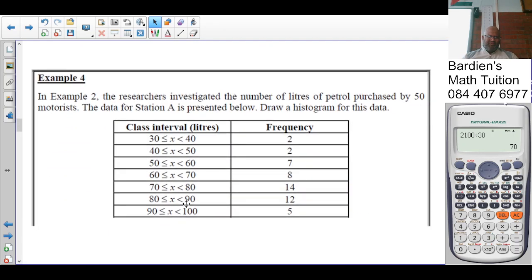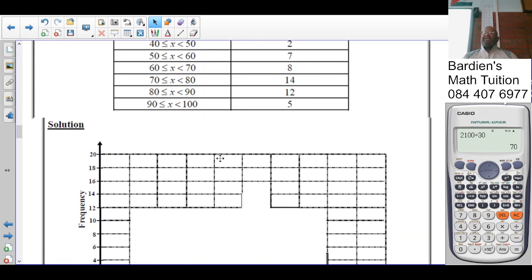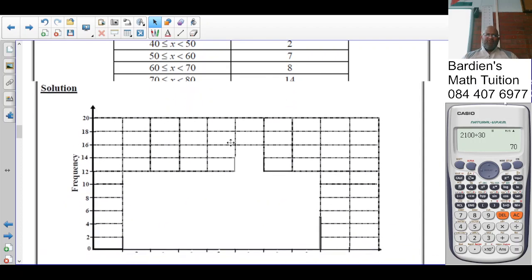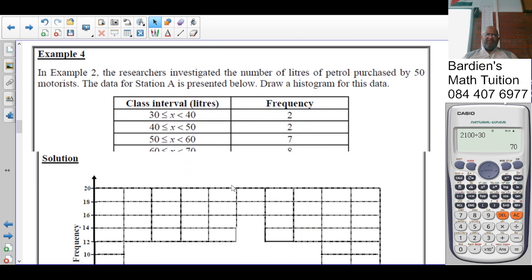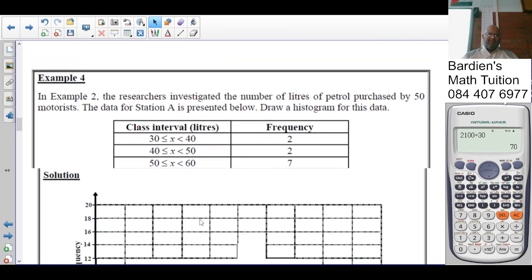Example 4. They want you to draw a histogram. So what happens here again, people? Before you leave today, I'm going to give each one of you a graph page. Did I give you a graph page already? I'm going to give you one to draw the histogram. And this is how it goes, okay? For the histogram, this is example 4.